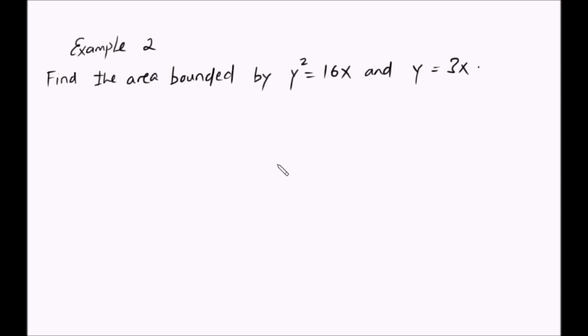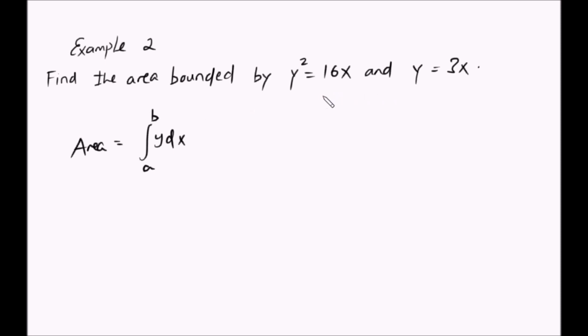So example 2 hajakupa limits. Amekwambia find the area bounded by hii curve hapa, y square is equal to 16x. Na hii ni straight line, okay? Y is equal to 3x. Hajakupa limits. So remember, area ni sawa na nini? Y dx from A to B. So A na B hatujapewa.